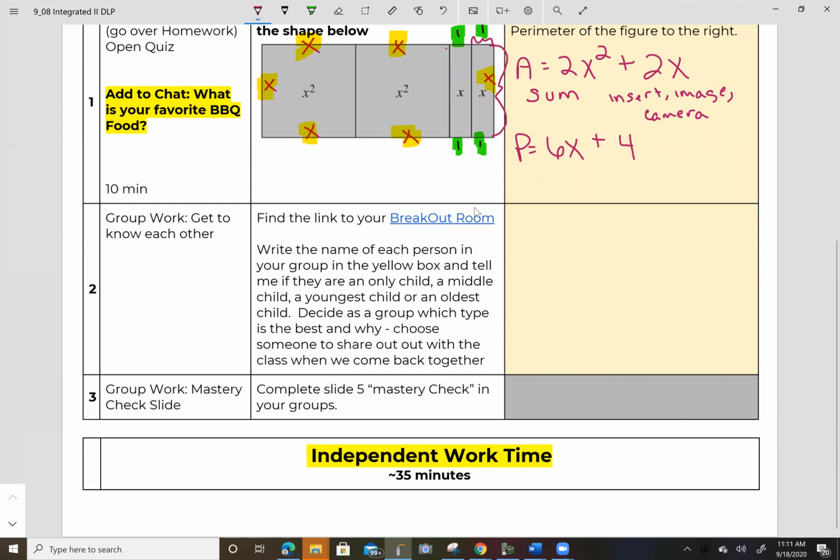Okay, here we just kind of did a breakout room. Obviously, if you're doing this late, you can't do the breakout room, but what you can do is type in the answer to this question right here so you can complete this. Write the name of each person in your group. Well, you can't do that, but what I want you to do is tell me if you are an only child, a middle child, a youngest child, or an oldest child, and decide as a group which is best and why. So as a group, you can't decide, but you can decide why what you chose is the best, or why you like or do not like which one you are. So I'm going to ask you to write your answers here. Okay, or type, I should say.